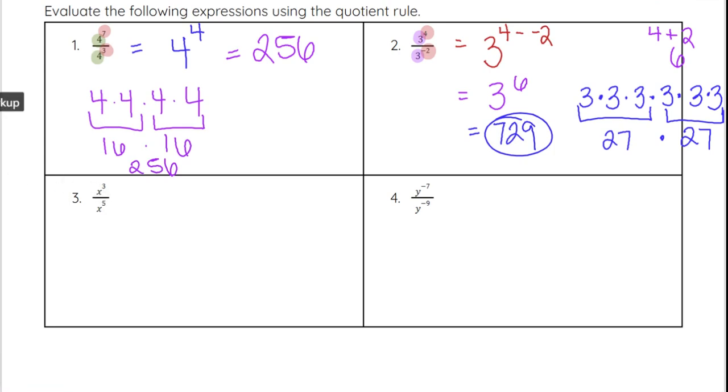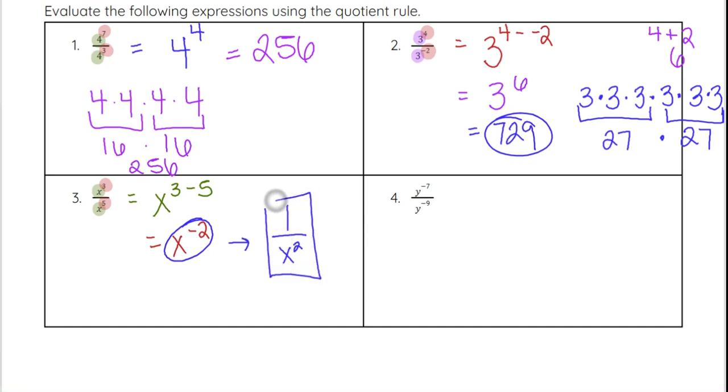Now on number 3, we have x to the 3rd over x to the 5th power. X to the 3rd is going to be on top this time, and x to the 5th on bottom. So we have the same base of x and x. So we're going to take that 3rd power and that 5th power and subtract those. So that's going to be x to the 3 minus 5. 3 minus 5 is negative 2, so that will be x to the negative 2nd power. Now remember, we don't want to leave negative exponents in our final answer, so we are going to take this base of x raised to the negative 2nd power, and it's going to become x to the positive 2nd power in the denominator. We don't leave the top empty, so that's going to be 1 over x squared.